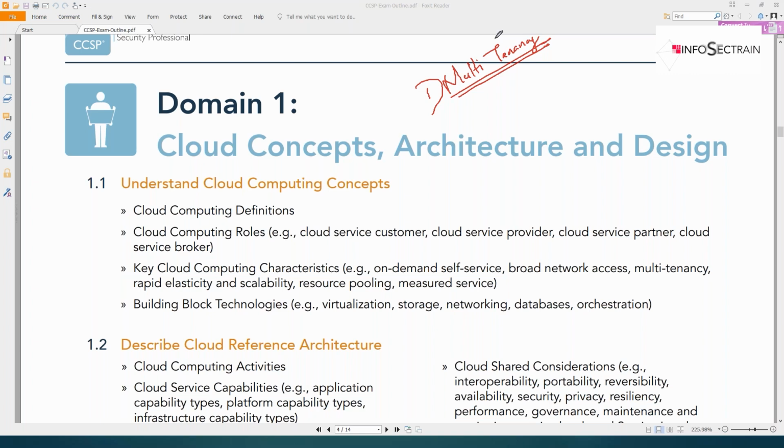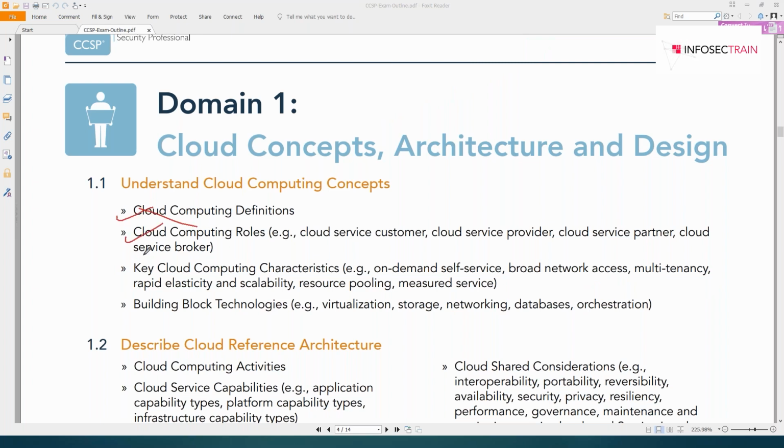But even if I say there is a separation, there is no physical separation. There is only logical separation. So this is the primary security challenge in the cloud platform. Okay. In the same way, all these characteristics have a lot of drawbacks also. It's very important for us to understand the drawbacks of these cloud computing characteristics for the exam.